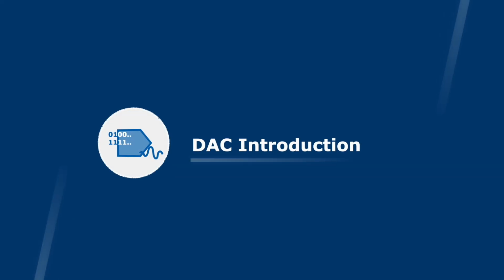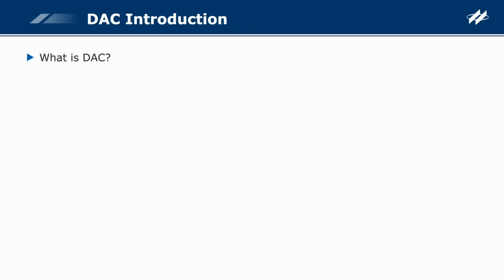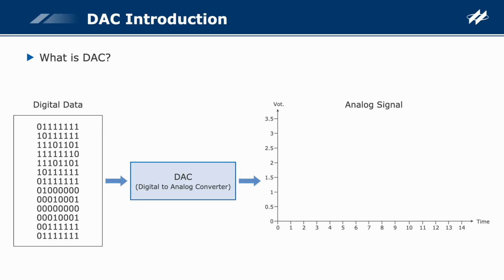DAC Introduction. Let's first understand what DAC is. DAC is an abbreviation for Digital to Analog Converter. A digital signal is binary data composed of a series of 0 and 1. The DAC is used to convert these digital values into the corresponding analog voltage.